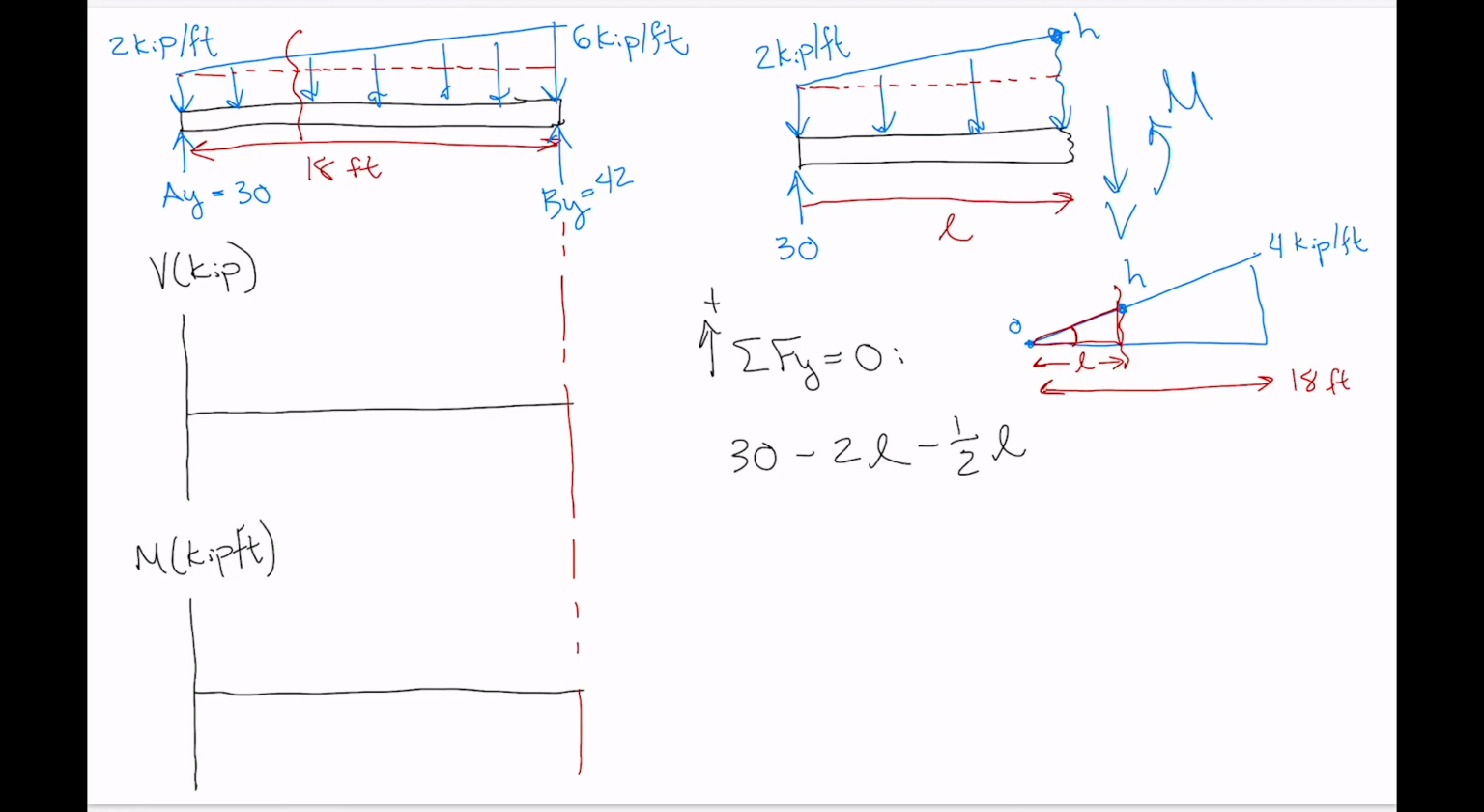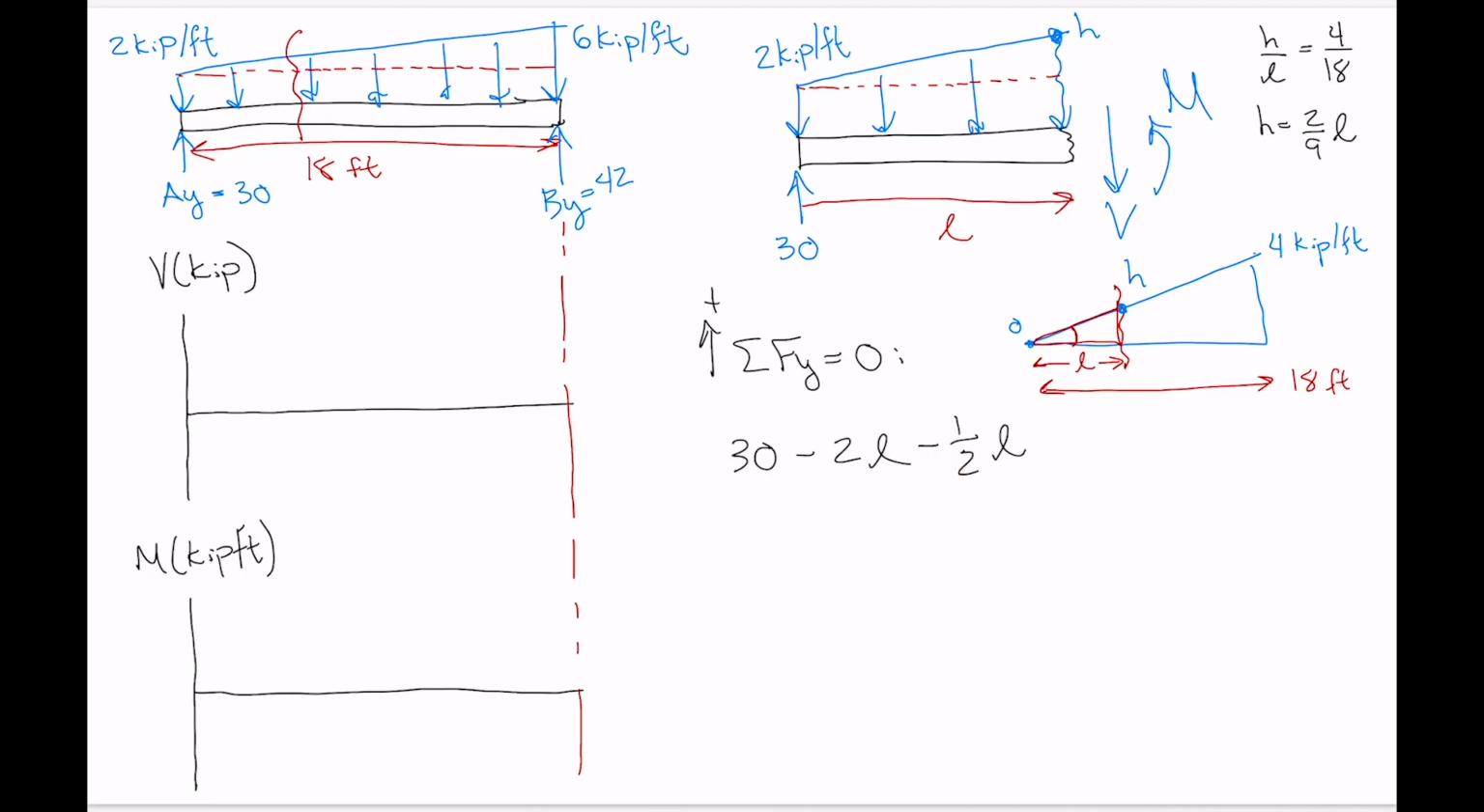Okay, so we can do a ratio between the height and the base of those triangles to be able to write h in terms of other things. So we know that h divided by L has to be equal to 4 divided by 18. So h is 2 over 9L, right? So then let's put this in our equation down here.